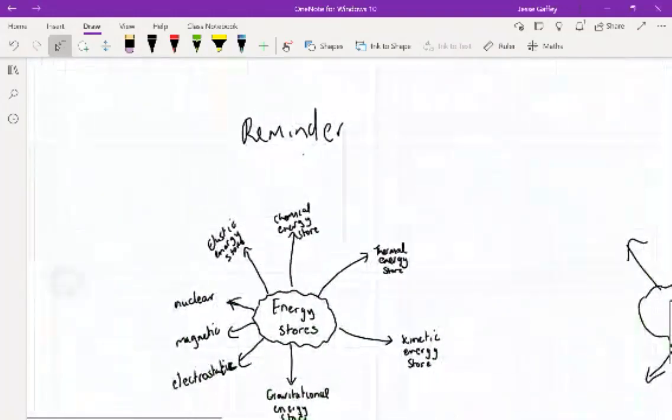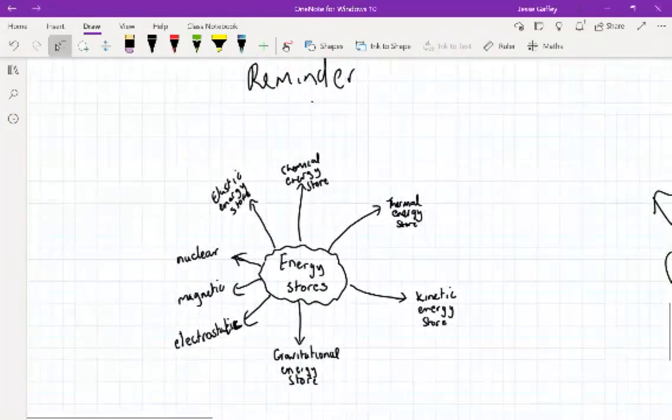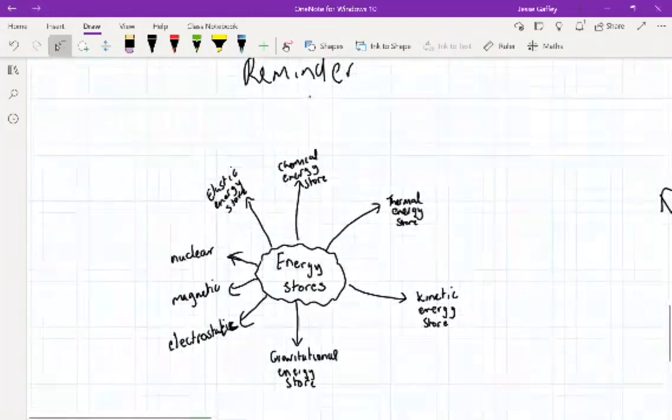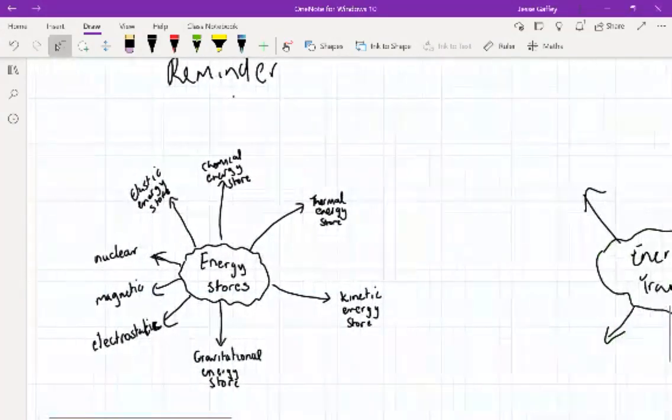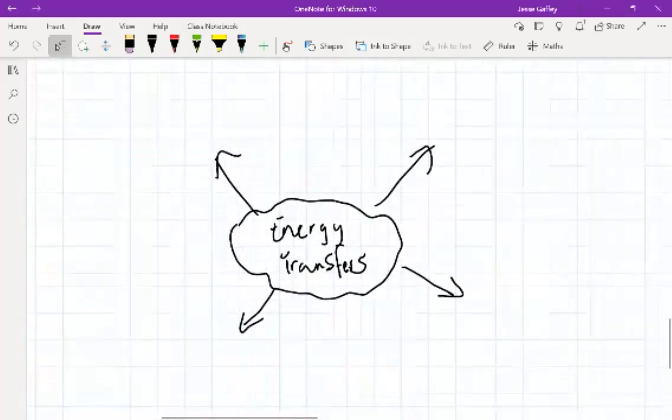Now, before we go any further, a reminder that from the previous lesson, you had the energy stores, a little mind map, and you had 8 energy stores taken down. What I want you to do now is another one for energy transfers. So I want you to pause the video and do this mind map for energy transfers.